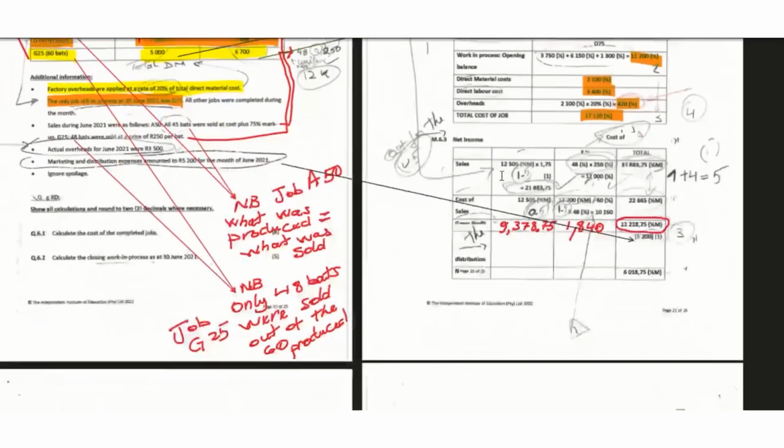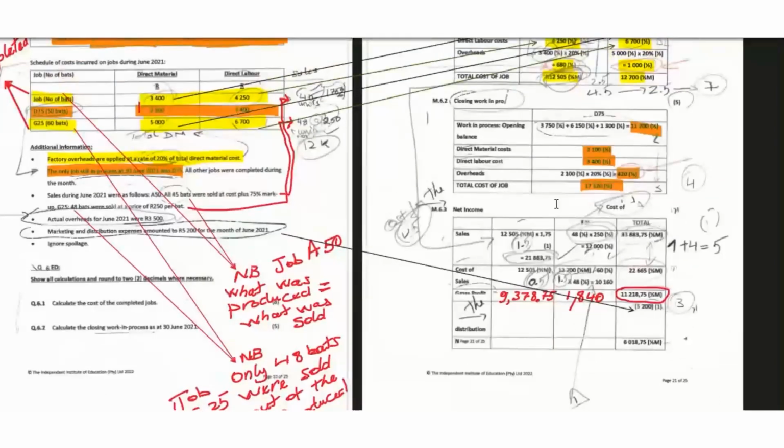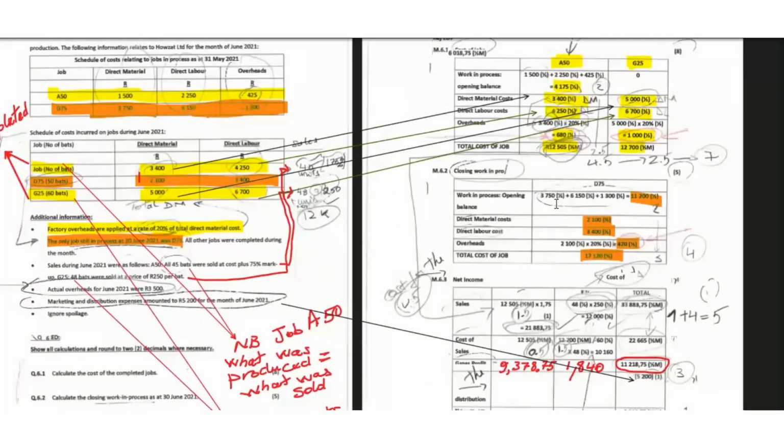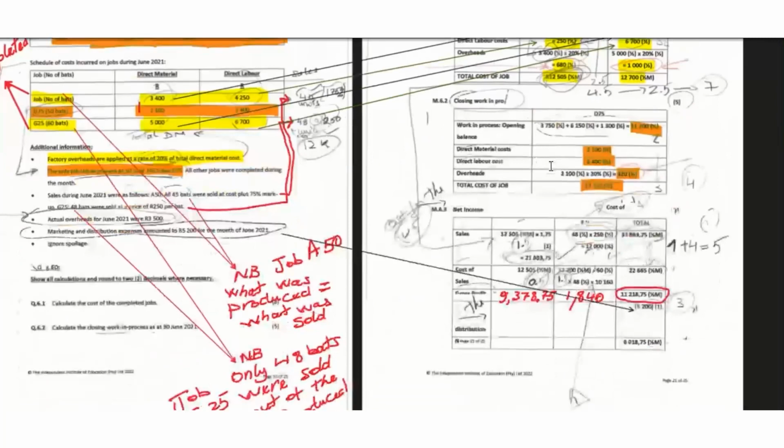All right, so we take the cost. What is the total cost that we have for job A50? It's 12,505. We multiply it by 1.75, which represents 175%.